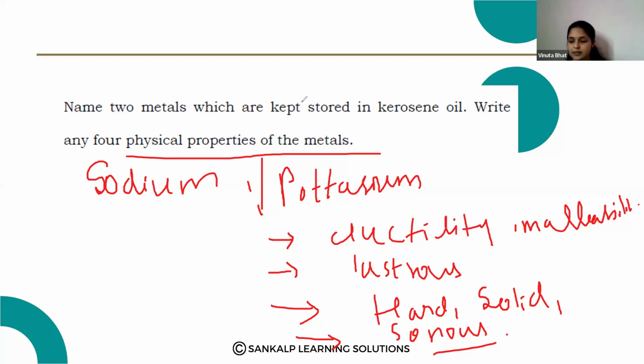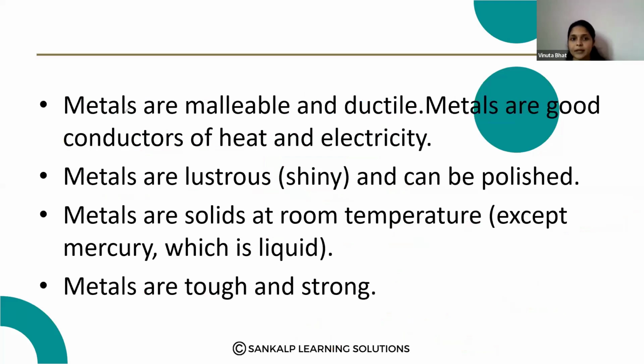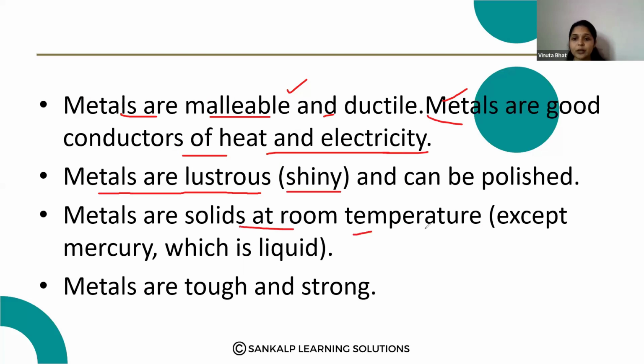Yes, you can see the answer here. Metals are malleable and ductile. Metals are good conductors of heat and electricity. Yes, these are the two important characters. And metals are lustrous, meaning shiny and can be polished. Metals are solids at room temperature except mercury, which is a liquid at room temperature. Metals are tough and strong. So these are some physical properties of the metals.